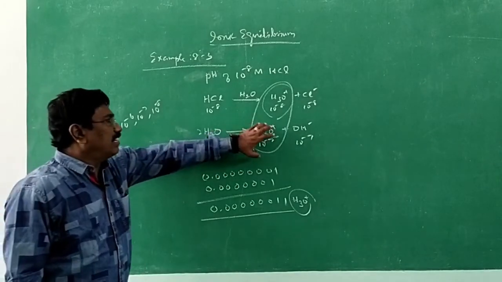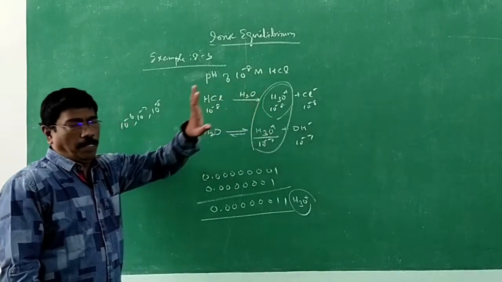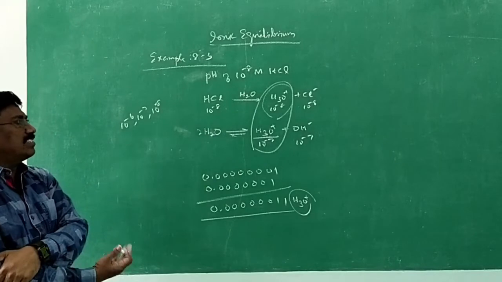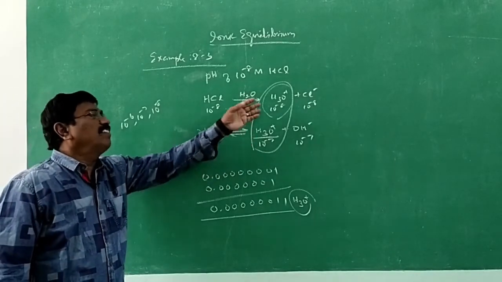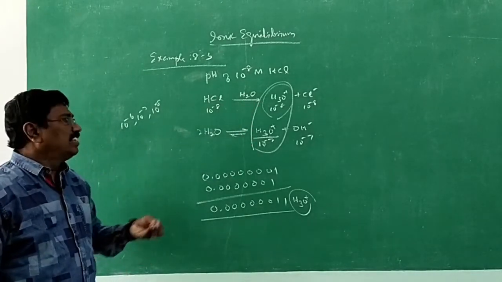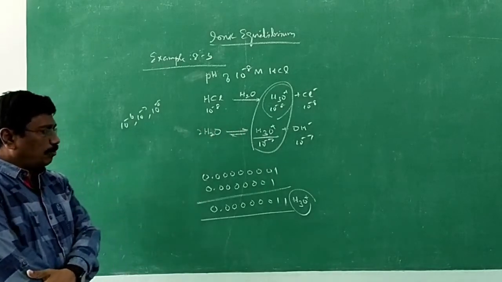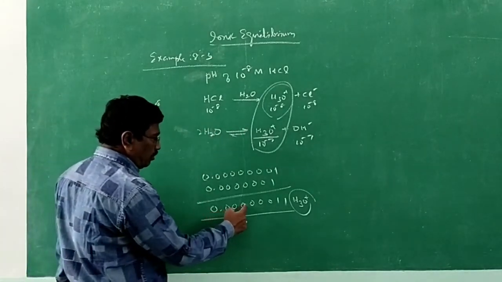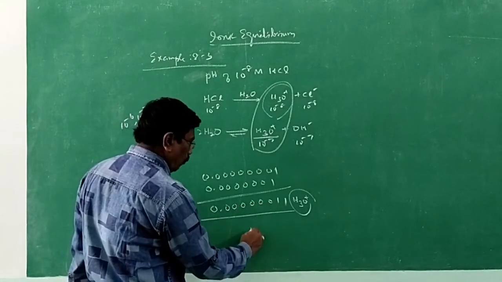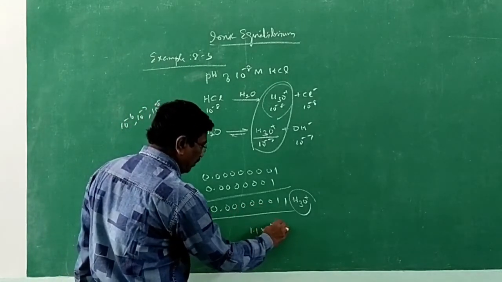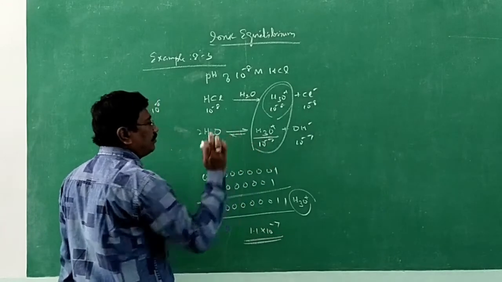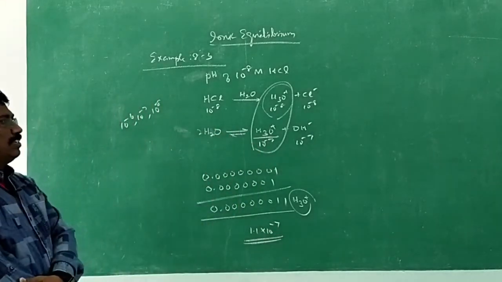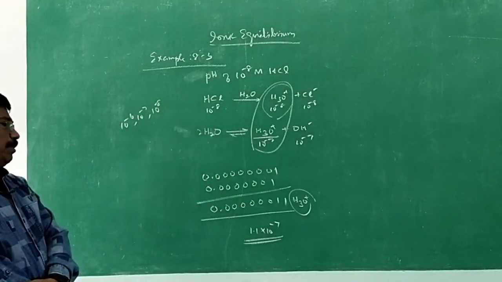It cannot be neglected since it seems to be very, very small. Suppose if I have excess, I need not consider it. But I have a very, very little concentration of hydrogen ions. The concentration of hydrogen ion from water should also be considered. What will be the value? 1.1 in 10 power minus 7 total. If I add the two, I should get 1.1 in 10 power minus 7.